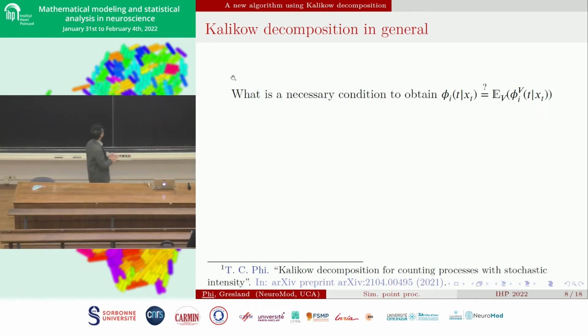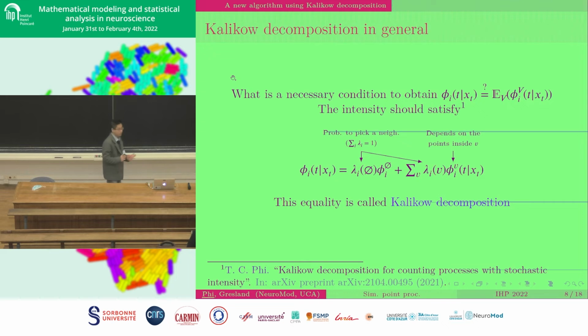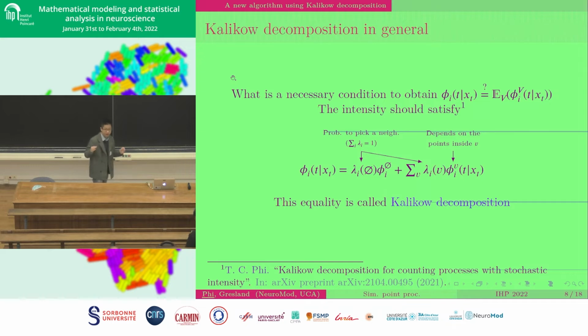So we pose the question: under which condition can we rewrite the intensity as the expectation of something? To answer this, trivially, as soon as you can rewrite it as a convex decomposition, or more precisely a Kalikov decomposition. Here, lambda is just a probability distribution over the neighborhood family, and phi v denotes a function that only depends on the neurons inside the neighborhood v.